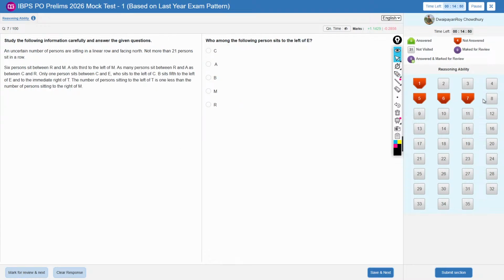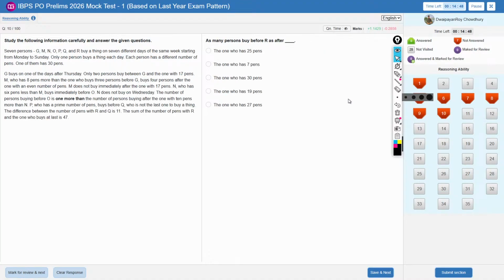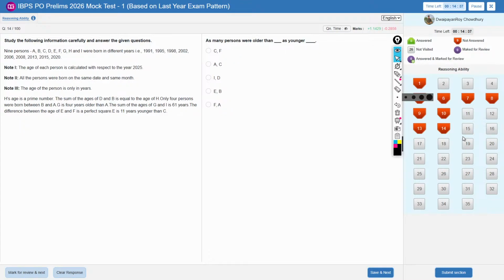Uncertain number. 7 days, 7 different items. G buys on one of the days after Tuesday. Different number of pens. 9 persons, different years each. Calculate with respect to 25.